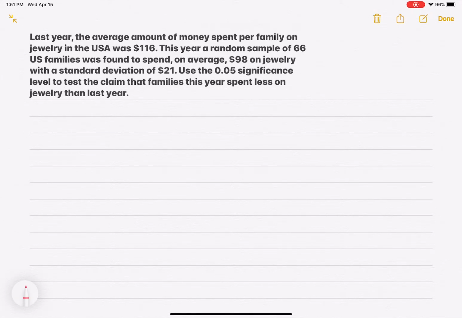Looks like we have another hypothesis test here. It says last year, the average amount of money spent per family on jewelry in the USA was $116. This year, a random sample of 66 U.S. families was found to spend on average $98 on jewelry with standard deviation of $21. Use the 5% significance level to test the claim that families this year spent less on jewelry than last year.